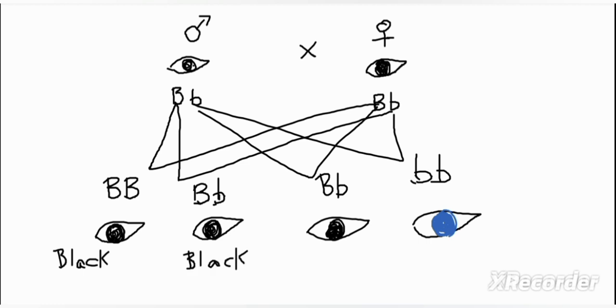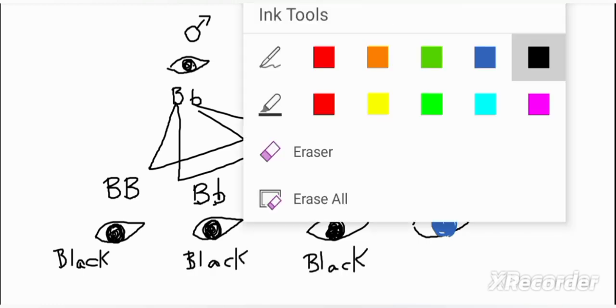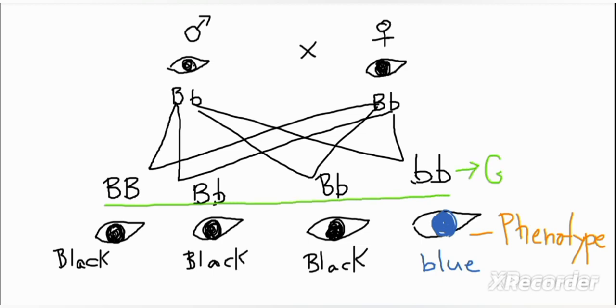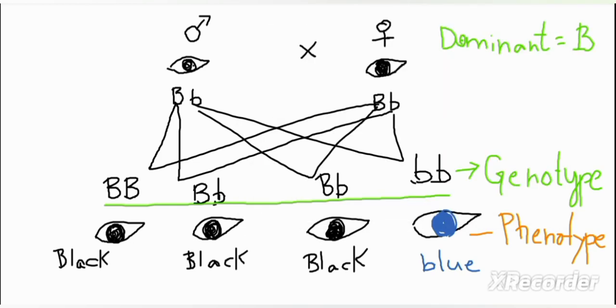3 black eye colors and 1 blue eye color is the phenotype. And here the genotype is 1 homozygous dominant, 2 heterozygous, and 1 homozygous recessive. So dominant is when one allele in a heterozygous condition expresses itself. Dominant is always represented by a capital letter. And recessive is when one allele in a heterozygous condition does not express itself, and recessive is always represented by a small letter.